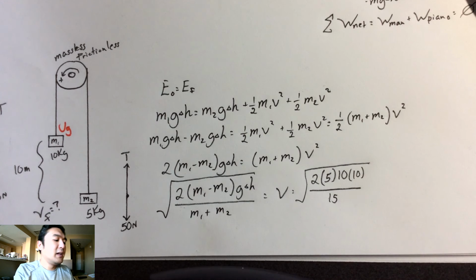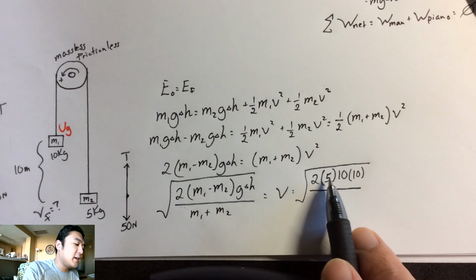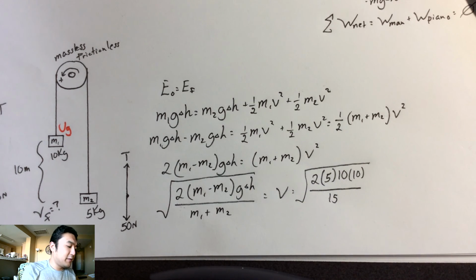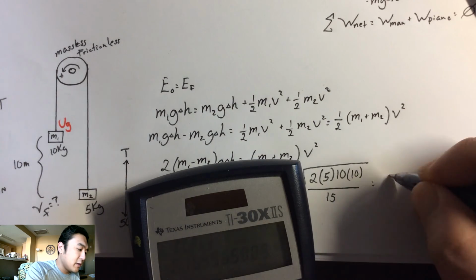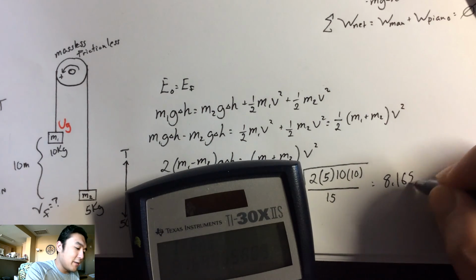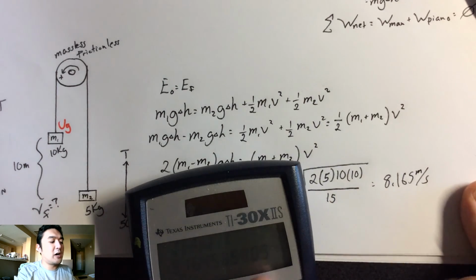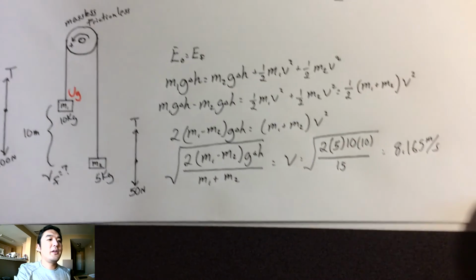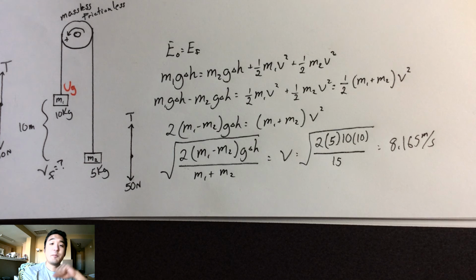What does that give me? That gives me 5 times 5, that's 10 times 10 times 10, so 1,000 divided by 15, so 2 times 5 times 10 times 10 over 15, square rooted, not logged, but square rooted, and I get about 8.165 meters per second. And this is for both objects. M1 is moving down at 8.165, M2 is moving up at 8.165 meters per second. And that would solve the problem for us here.